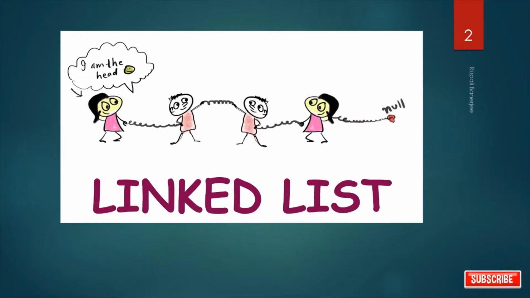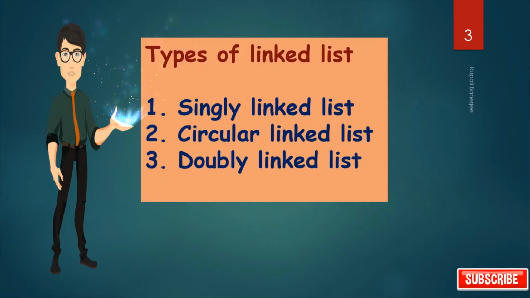So, how many types of linked list are there? There are three different implementations of linked list available. They are singly linked list, doubly linked list, circular linked list. So what is singly linked list?